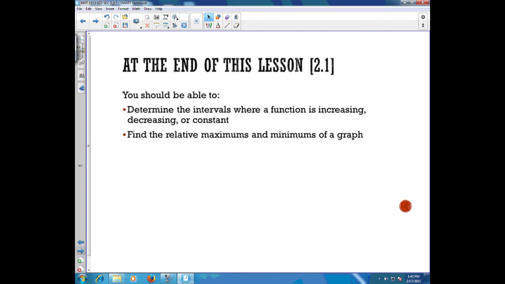So at the end of this lesson, you should be able to determine the intervals where a function is increasing, decreasing, or constant. And you should be able to find the relative maximums and minimums of a graph.